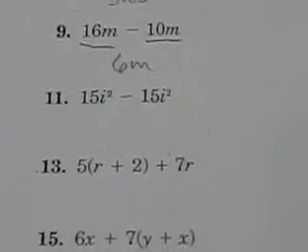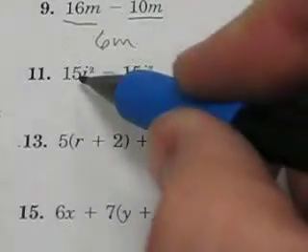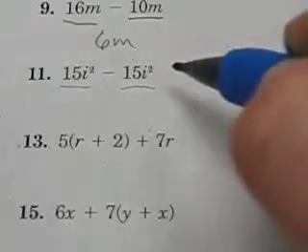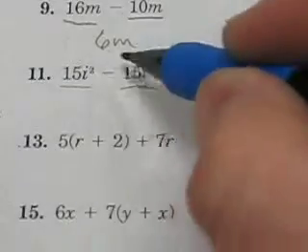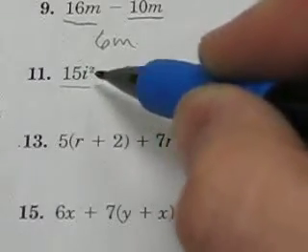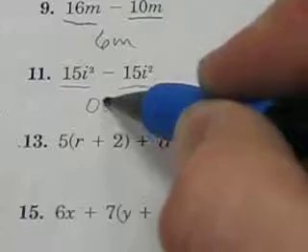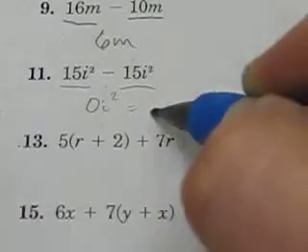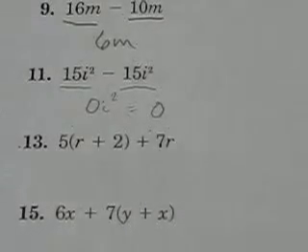Alright, 11, doing the same thing. 15i squared minus 15i squared. Well, these are like terms because they have the same variable i, the same exponent 2. If we subtract something from itself though, 15i squared minus 15i squared, we end up with 0i squared. 0i squared is just equal to 0. So if I put that in simplest form, my answer would be just 0.